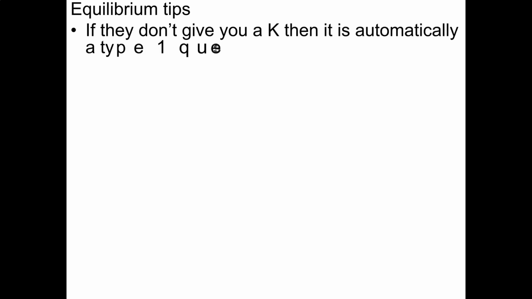All right, equilibrium tips. If they don't give you the K, that's automatically a type 1 question. Real simple. So it's one of those system things again, right? You have to train yourself to look at things specifically. If they don't give you a K, you're like, okay, type 1. Beautiful. Handle it. There's no perfect square. There's no quadratic. There's no assuming. It's all for K. That means you have all your concentrations.